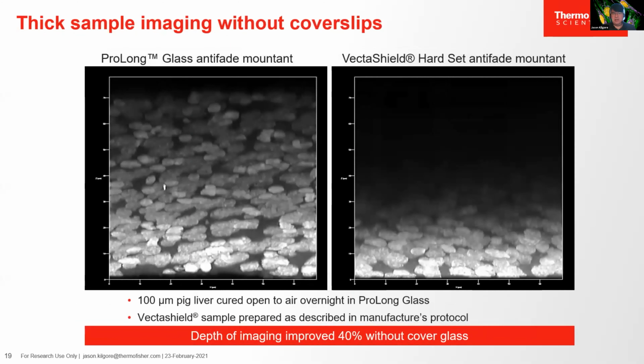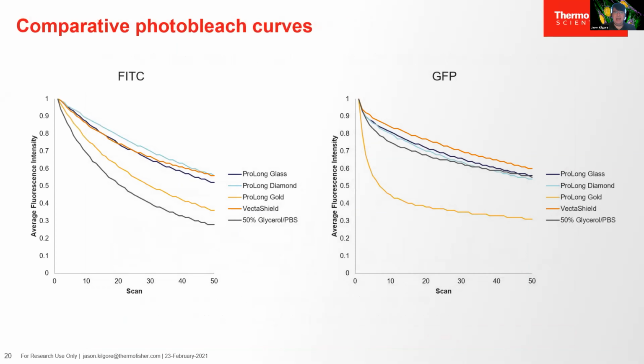Here also is another example. This is a 100 micron pig liver sample. Prolong Glass versus VectaShield, and again, you're only getting maybe 30 microns deep with the VectaShield Hardset versus, sorry, you can't read the y-axis there, but that's, I think, 80 microns for the Prolong Glass with DAPI. So much deeper penetrance. And the anti-fade curves still look great.